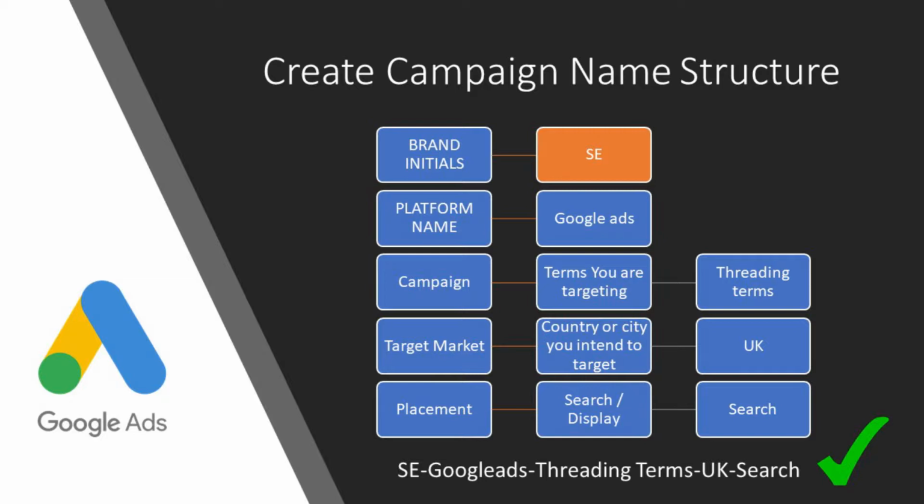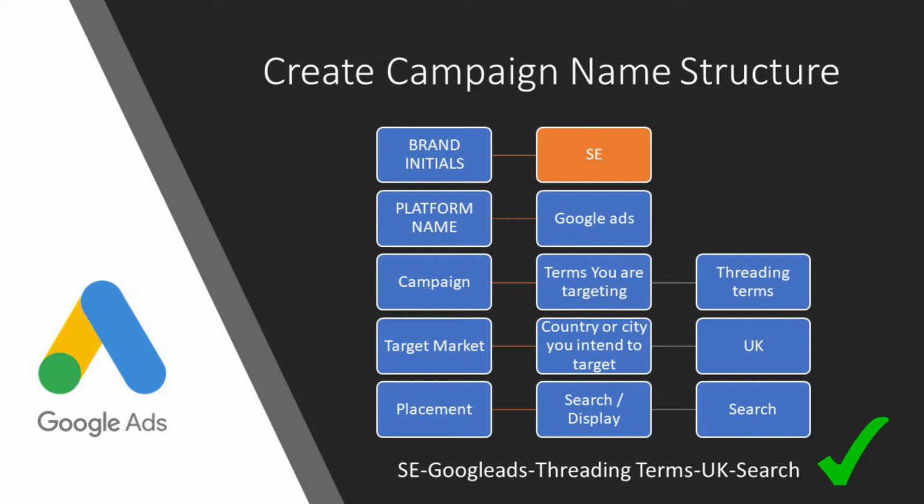Then this leads to the platform name. Platform name is the platform that you are advertising on or where the campaign will be running. In this case, this will be Google Ads. For campaign, these are the terms that you are targeting. In this case, my client is in the beauty business and they want me to target terms related to a threading treatment. Your target market is whichever country or city or location that you are targeting. In this case, I'm targeting UK, so I've added UK in my campaign.